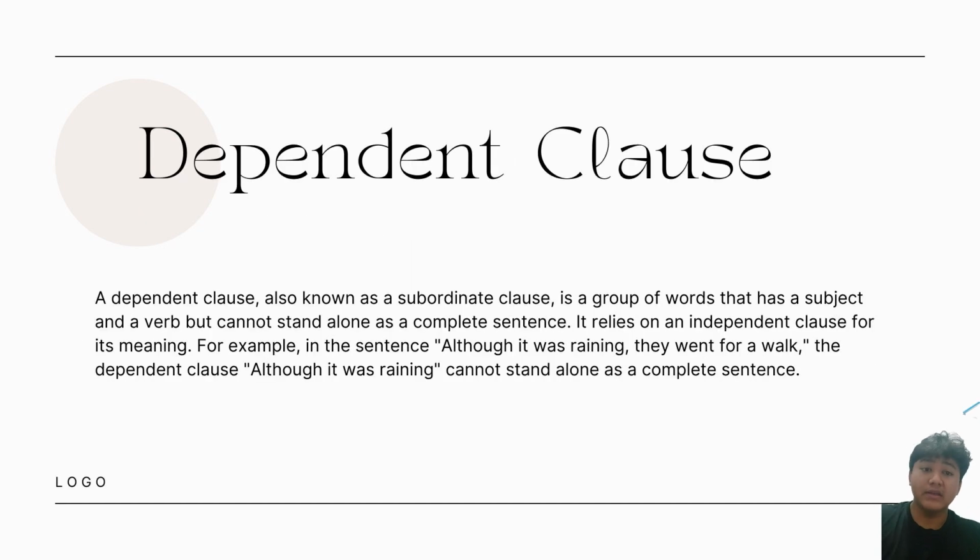Okay, next, dependent clause. A dependent clause, also known as a subordinate clause, is a group of words that has a subject and a verb but cannot stand alone as a complete sentence. It relies on an independent clause for its meaning. For example, in the sentence, although it was raining, they went for a walk. The dependent clause, although it was raining, cannot stand alone as a complete sentence. That is the meaning and the example of dependent clause.